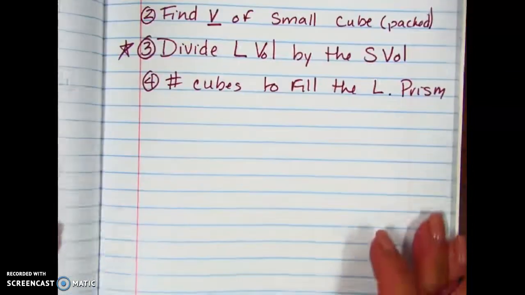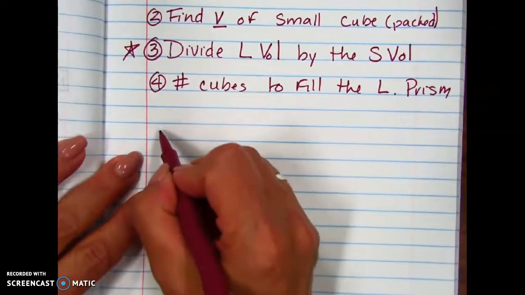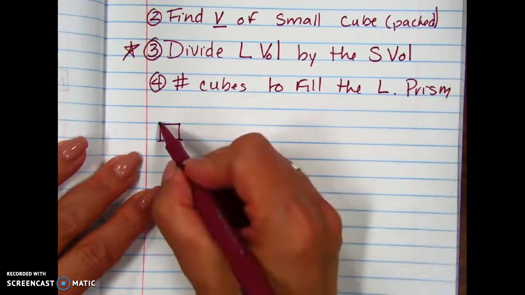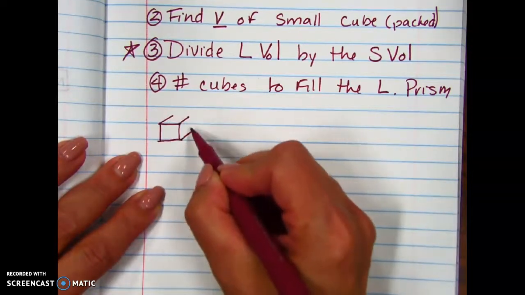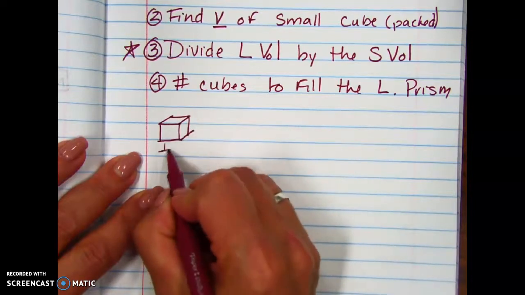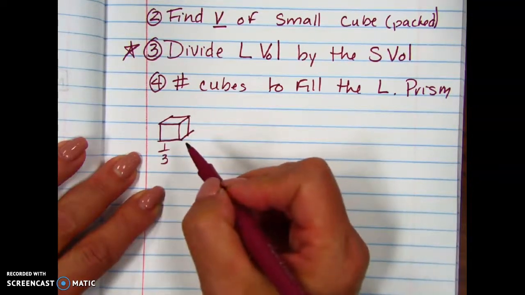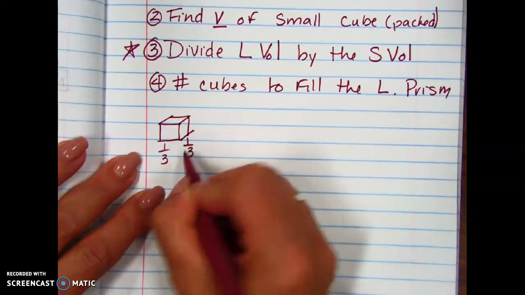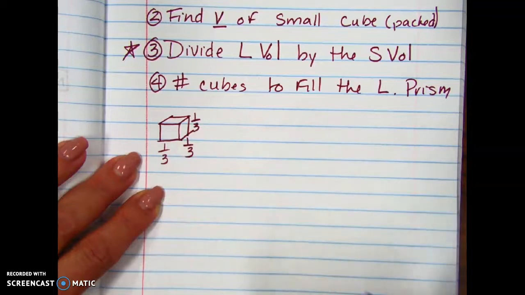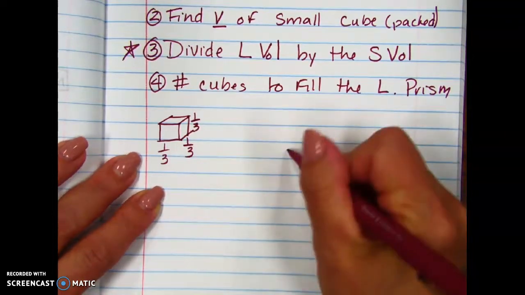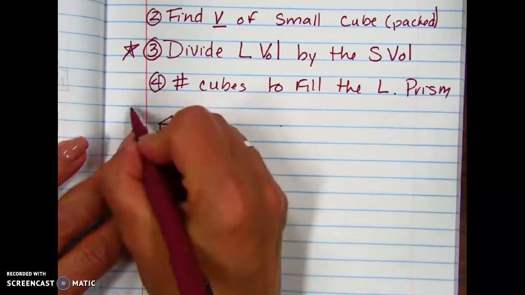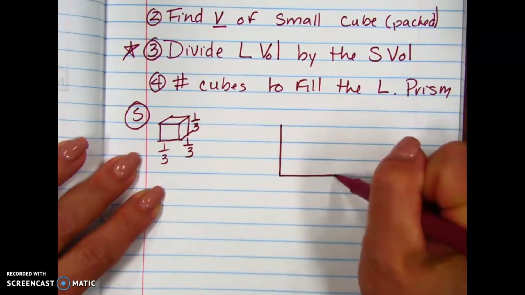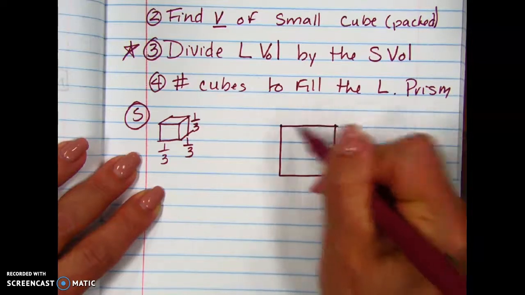Of course, I'm going to draw myself a cube. Now this cube, although it looks like it could be a centimeter, we're going to say that it is 1/3 of a centimeter. And this is 1/3 of a centimeter, and this is 1/3 of a centimeter. Now, that's my small cube. Here is my large prism.